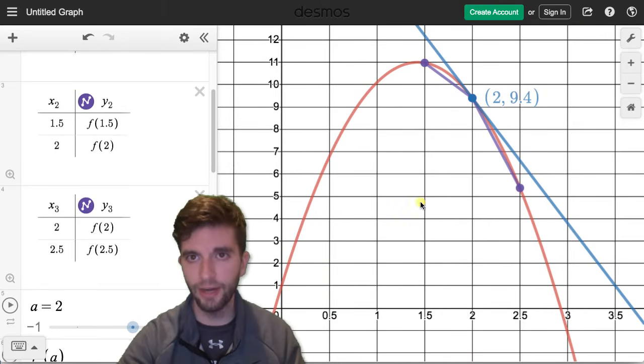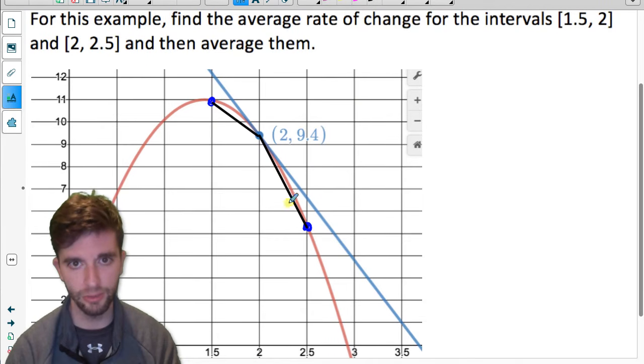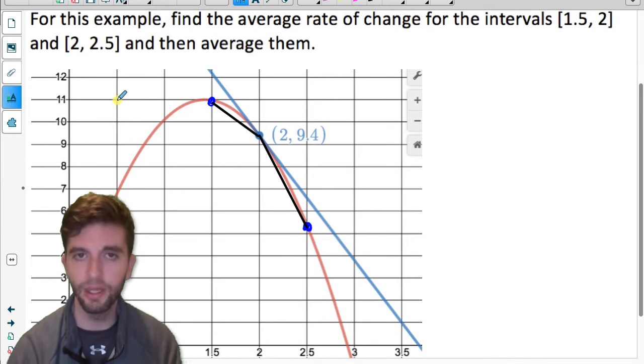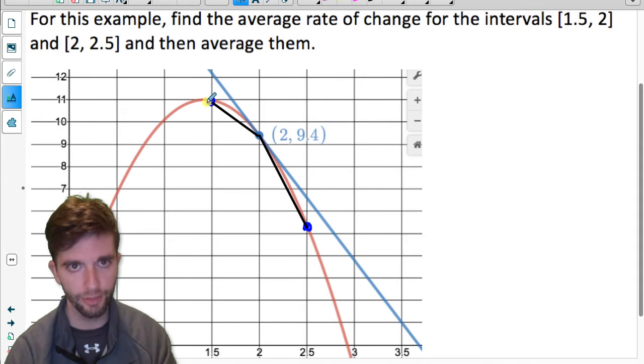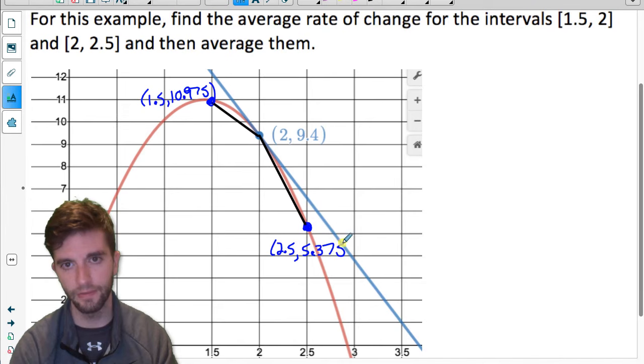So once again, I'll have Desmos calculate the y values for us. So notice these are the same points we actually used in the previous example. This is just about a bit of a different way of thinking about estimating the slope of the tangent. This point here was 1.5, 10.975, and this point here was 2.5, 5.375.